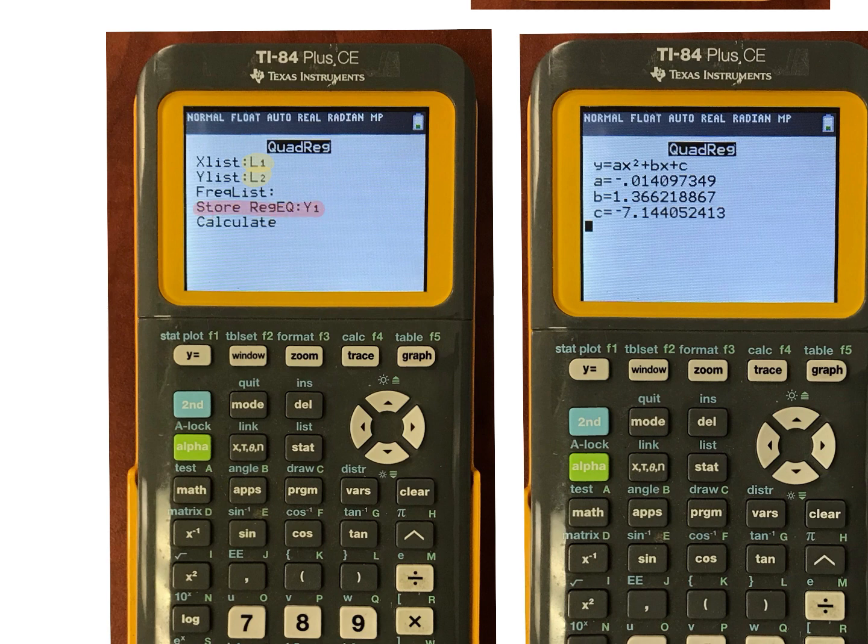This one right here is an optional step. In those directions, I showed you how you can save the equation into your graphing calculator under y equals. So I have it saved to go under y1. Again, this is totally optional, but it's a nice thing to do. And then you scroll down until calculate is highlighted, and then you hit enter.